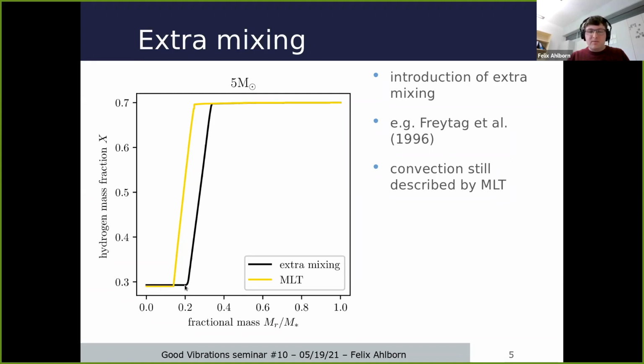The problem with that is, of course, that this extra mixing model has no predictive power on the mixing extent or on the thermal structure. Underneath, convection is still described by mixing length theory, and it's just mimicking the consequences of overshooting by adding this extra mixing.